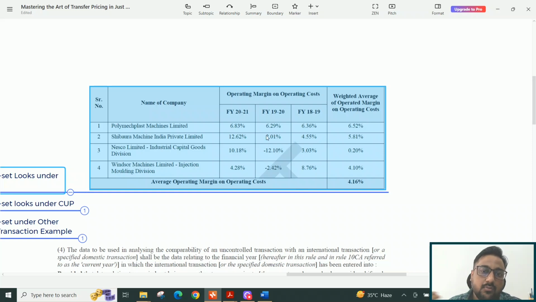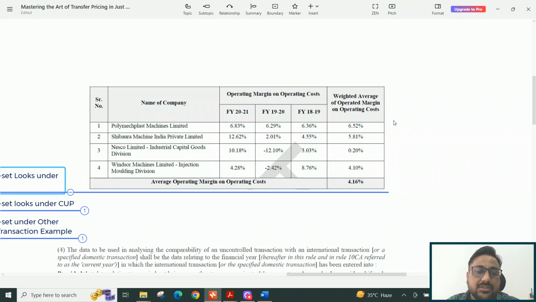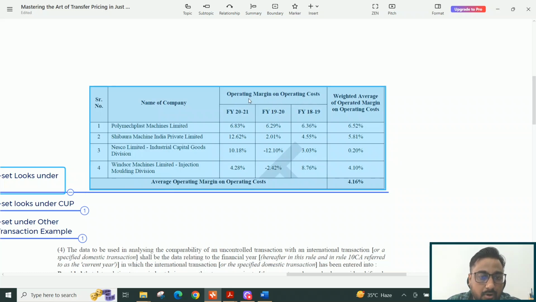Now further, what that rule says is that whatever data you have taken in this entire 3 or 2 years, you need to do a weighted average, right? This is what it says. Now what is weighted average? Suppose this is operating margin, so this is operating profit divided by operating cost, right? Operating profit divided by operating cost for each and every year. So what would be the weighted average?